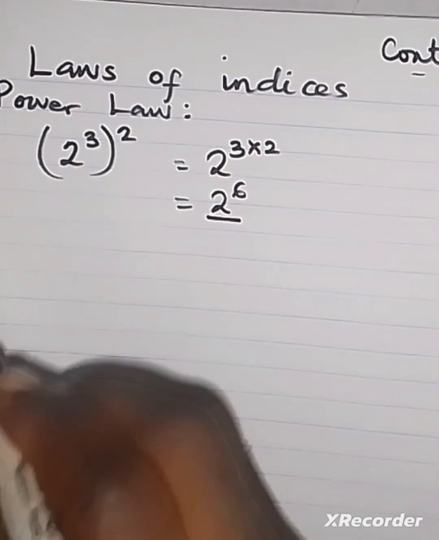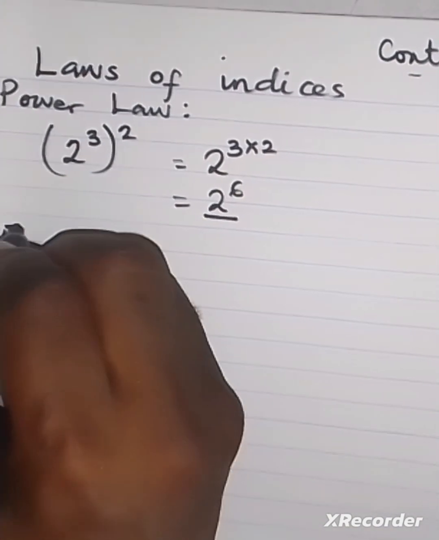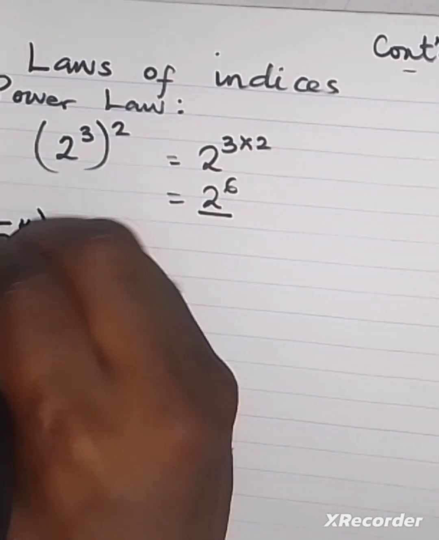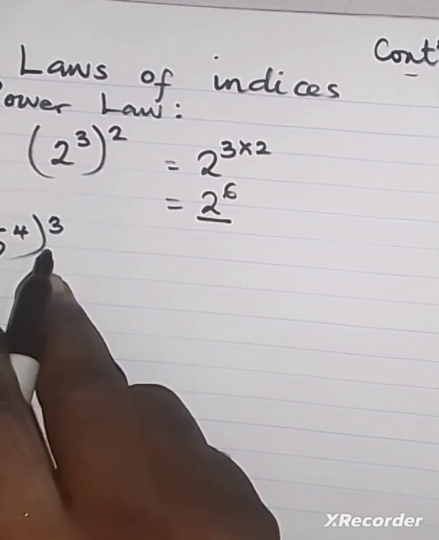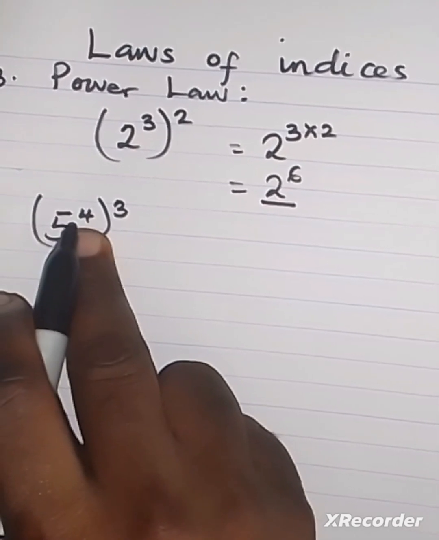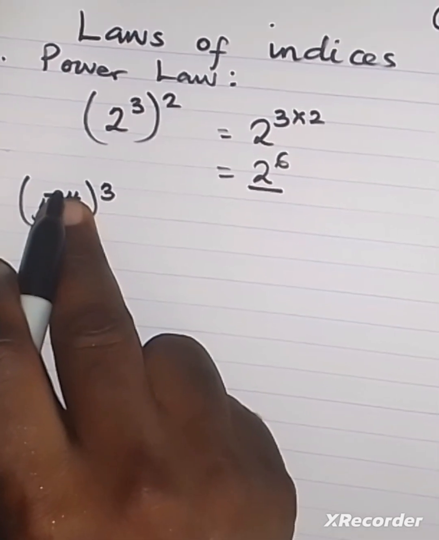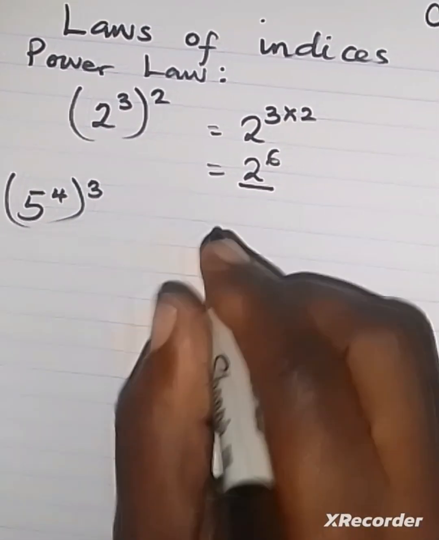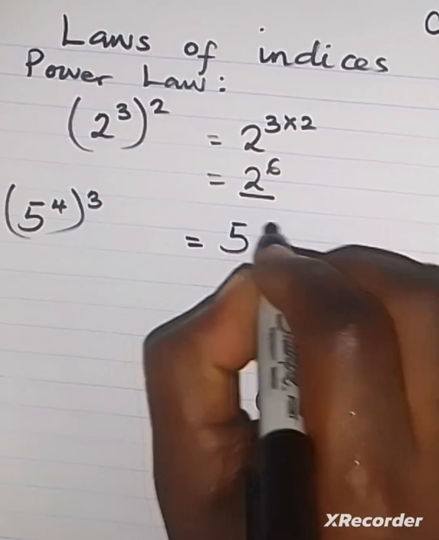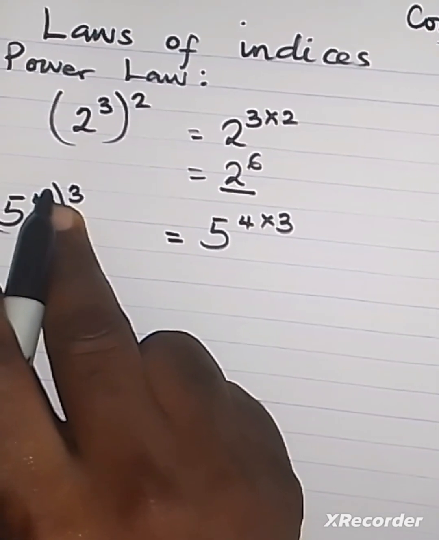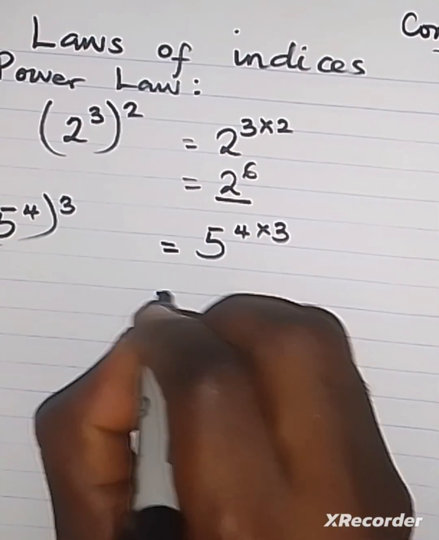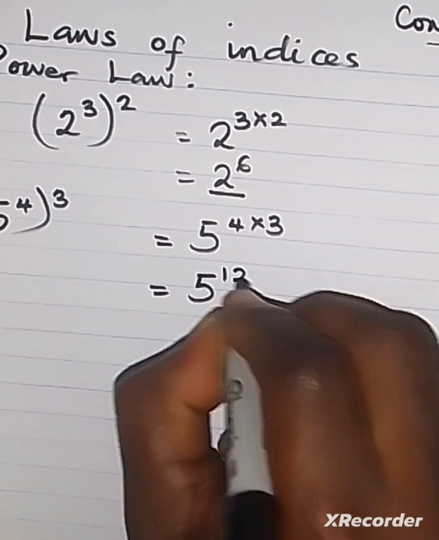That's the answer. Now if you're given something like 5 raised to power 4, in brackets, raised to power 3. Because there's a bracket here and this 5 is raised to a certain power and also raised to another power, you just say 5 raised to power 4 times 3. This bracket is standing for multiplication. So 4 times 3 is 12, and you have 5 raised to power 12.